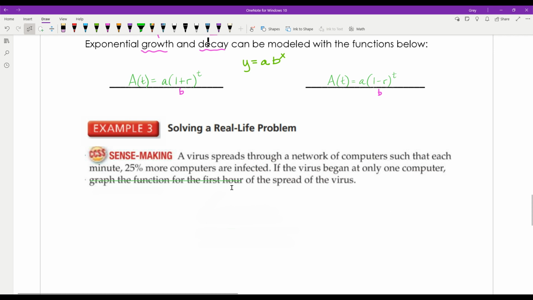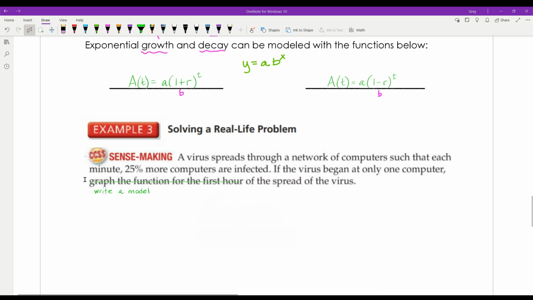Example 3, we have 2 or 3 word problems, real short. A virus spreads through a network of computers such that each minute, 25% more computers are infected. If the virus began in only one computer, graph the function for the first hour. Actually, I don't want you to graph the function. I just want you to write a model for the spread of the virus, okay?